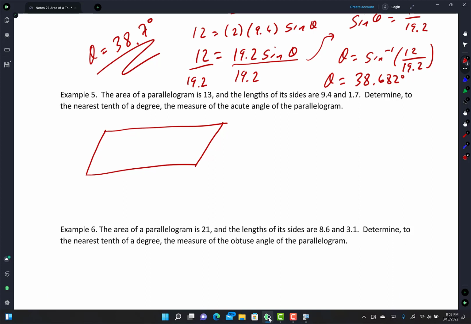So one of the sides is 13, so since I made that look long, I'll put that as 13. Nope, that's the area. Sorry, guys, I almost made a mistake. 9.4 and 1.7. So that means this is 9.4 and this is also 1.7. Determine to the nearest tenth degree the measure of the acute angle. So they want this guy. So because they want that guy, I'm just going to cut this like that, like so.